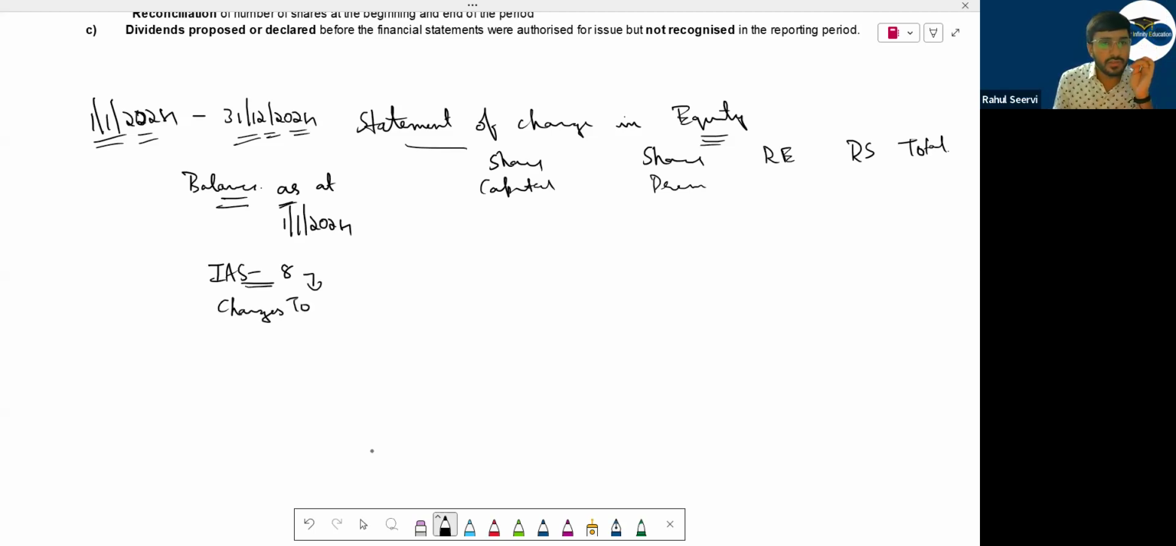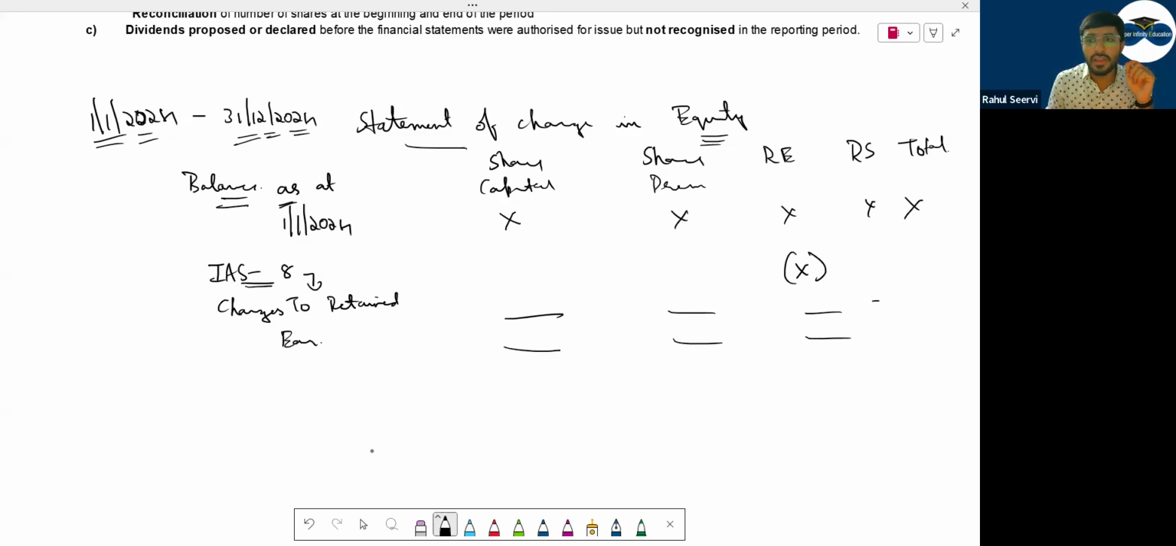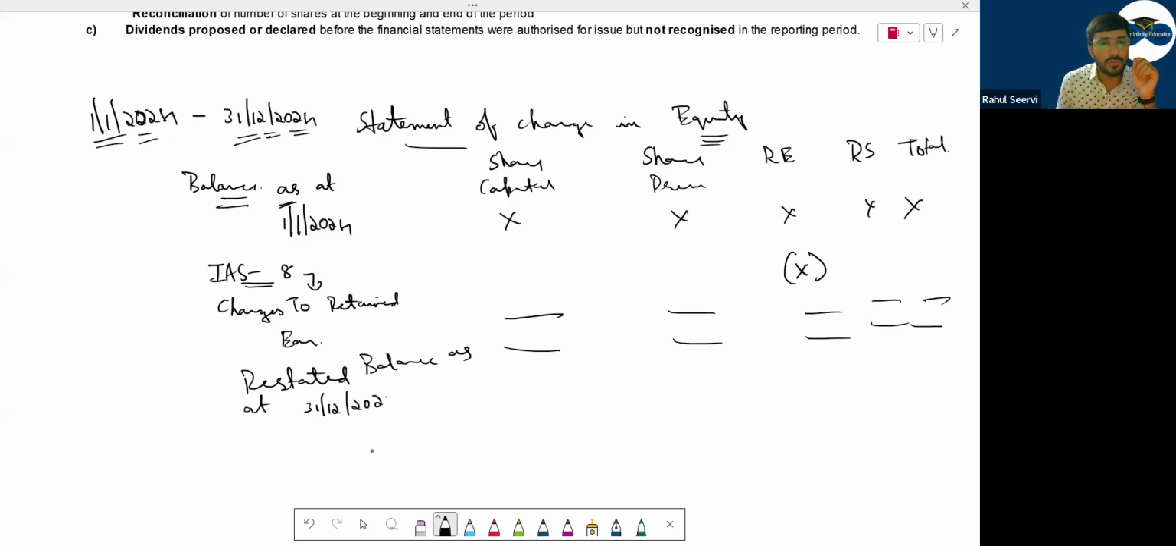Changes to retained earnings. Why this change is done to retained earnings, we'll understand. So I say my opening balance is this. So changes to retained earnings, I will adjust here. So what will I get then? I will get my restated balance. This will be my restated balance as at 31st December 2024.